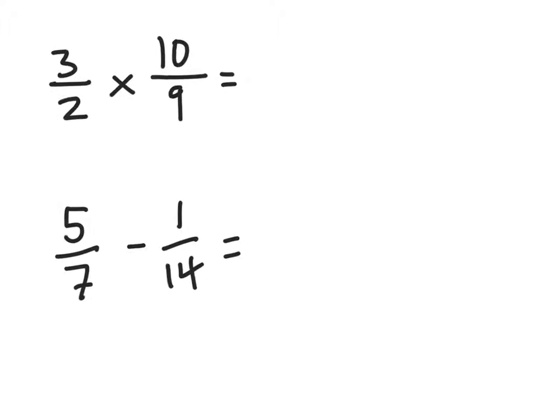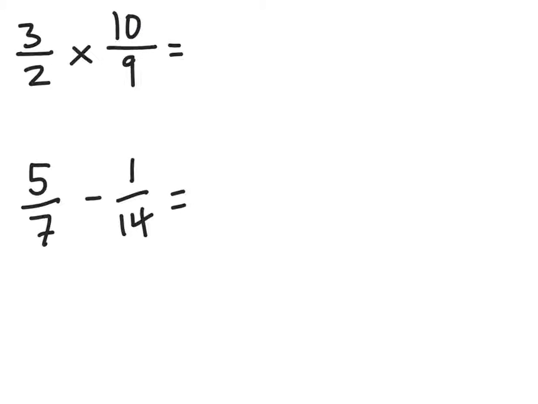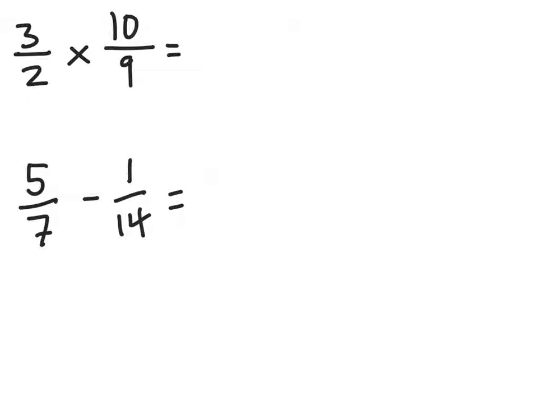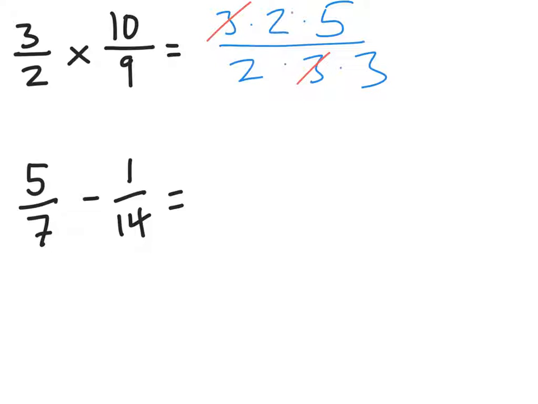Two more quick examples. We have a multiplication where we don't need a common denominator, and then a subtraction where we do. So the multiplication will be pretty easy. We're just going to factor as we combine it into one big fraction. 3 times 2 times 5. Then 2 times 3 times 3. What cancels? Well, it looks like a 3 cancels and a 2 cancels. So we're just left with 5 over 3.